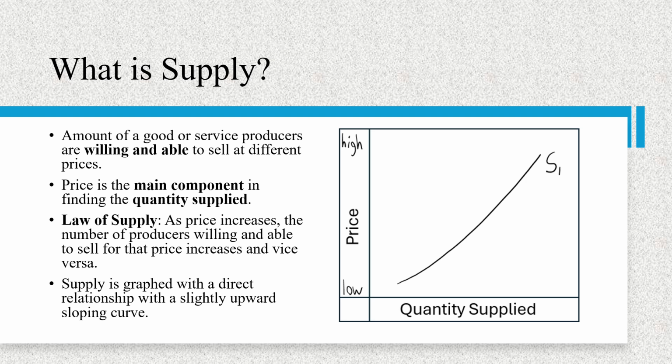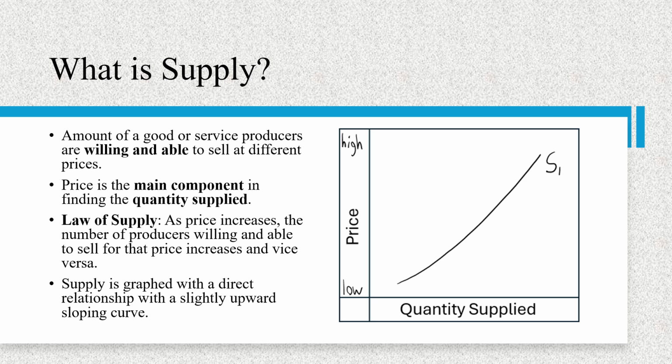Next, price is the main component in finding what the quantity supplied is of any given good. So as you can see on the graph, we have price on the y-axis and quantity supplied on the x-axis, and price is the main component. Now there are other components that can be used to analyze the supply graph, but we'll get into that on the next slide. So for now, let's focus on the law of supply that tells us that as price increases, the number of producers willing and able to sell for that price increases, and vice versa, which is represented on the graph with a direct relationship and a slightly upward sloping curve.